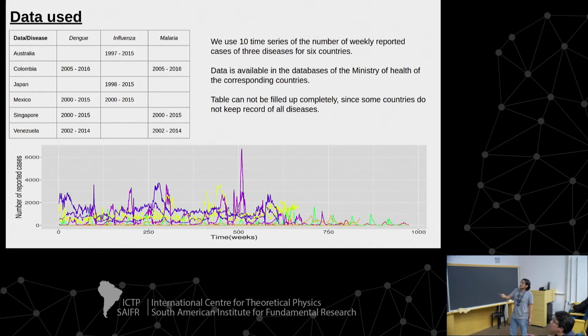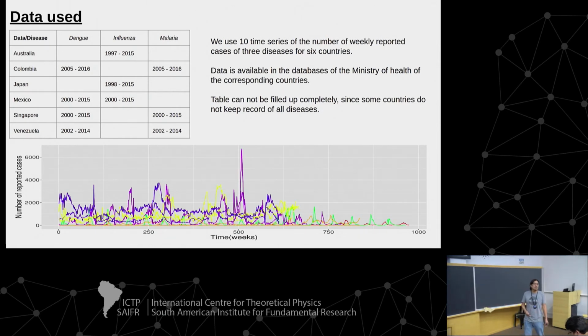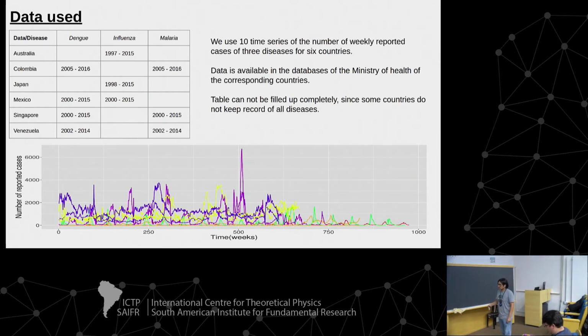Sadly, this table could not be completed, because some countries do not report diseases and some others report other diseases. For example, Colombia usually reports dengue and malaria, but has a very low report of influenza. It is exactly the same with Venezuela and other diseases. In this particular case, Japan just reported a lot of influenza, but not dengue and malaria. So we ended up with this table in which we wanted to compare our measures and see if we could differentiate different diseases.